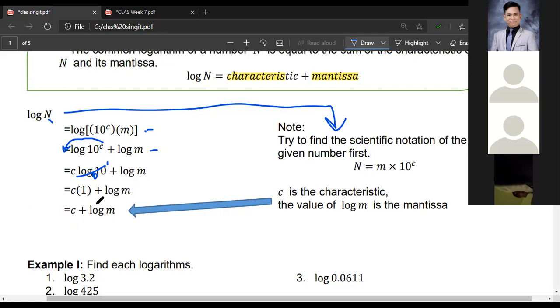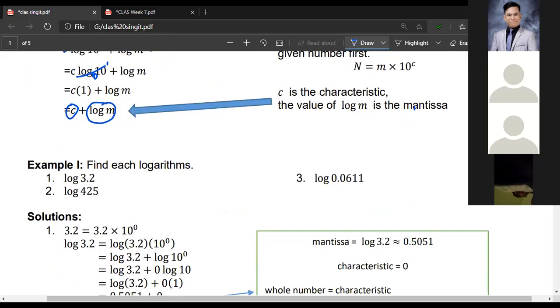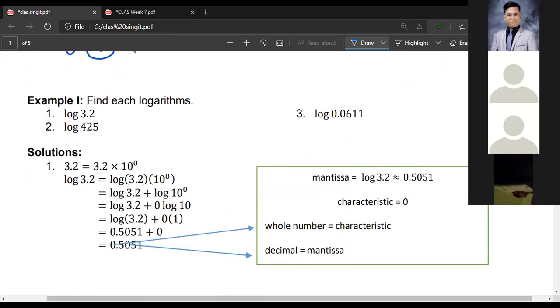Yung c natin dito, class, is what we call the characteristic, and the value of log m, or yung buong log m na to, is what we call the mantissa. Okay? So, yun na yung characteristic and yun na yung mantissa. Okay? So, yun pala yun. Okay. Sige, try natin. So, I have here examples. So, ayan.